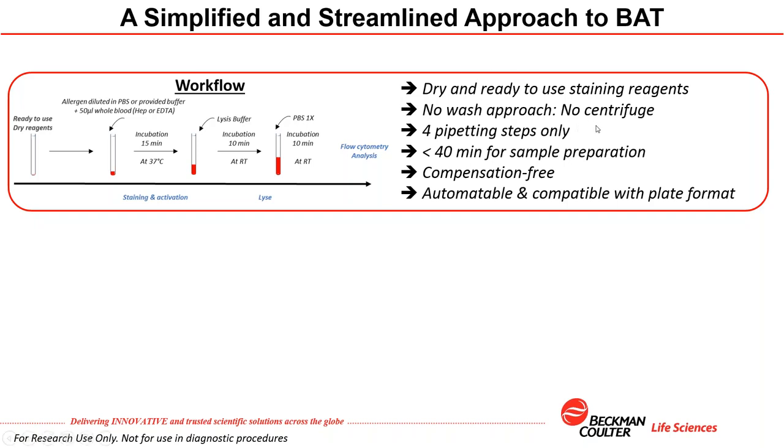So as you can see, this is a no-wash approach. As compared to the previous workflow, it only contains four different pipetting steps. It needs less than 40 minutes to be performed in its entirety. And it is really important that it is a compensation-free panel, even though five different colors are being used in this panel. And finally, as you will see later, a big advantage of this streamlined version is that it can be automated and even transposed to a 96-well plate format if need be.